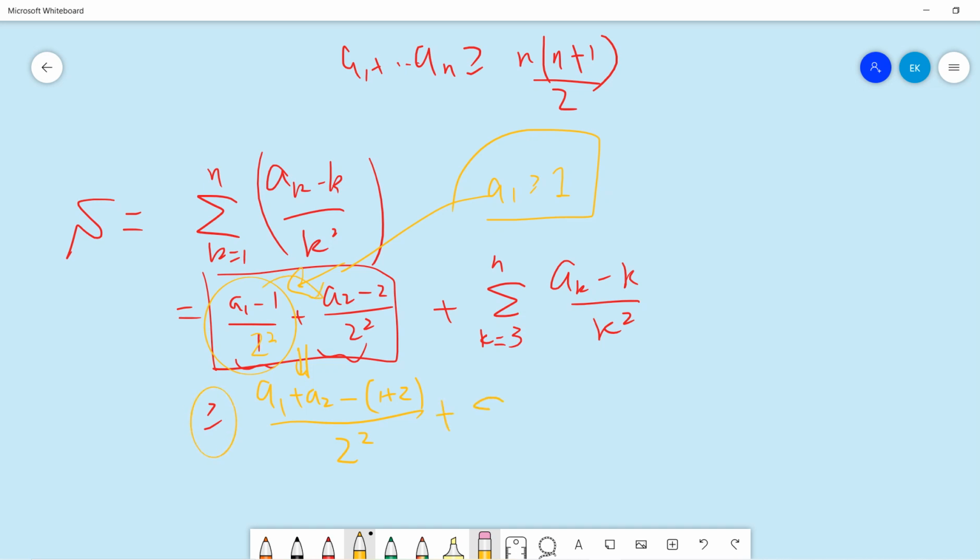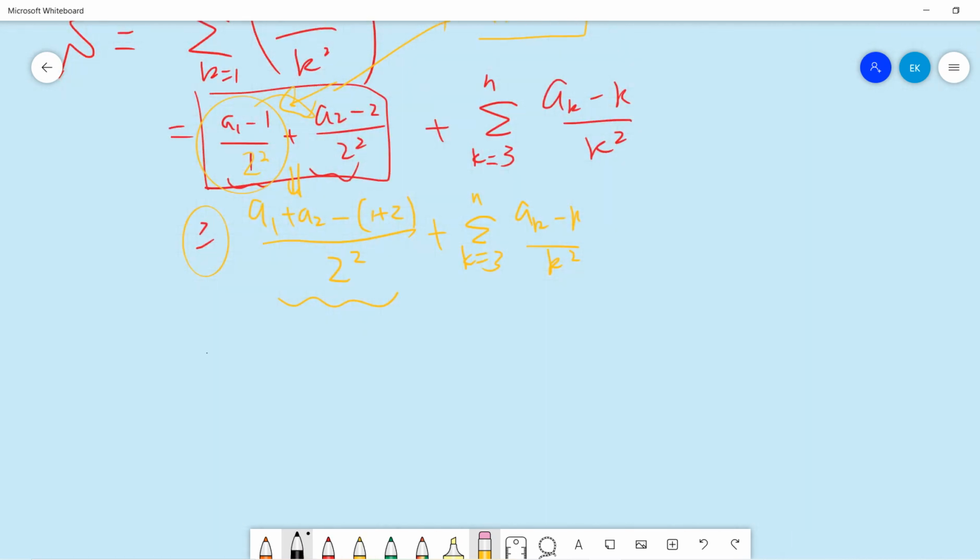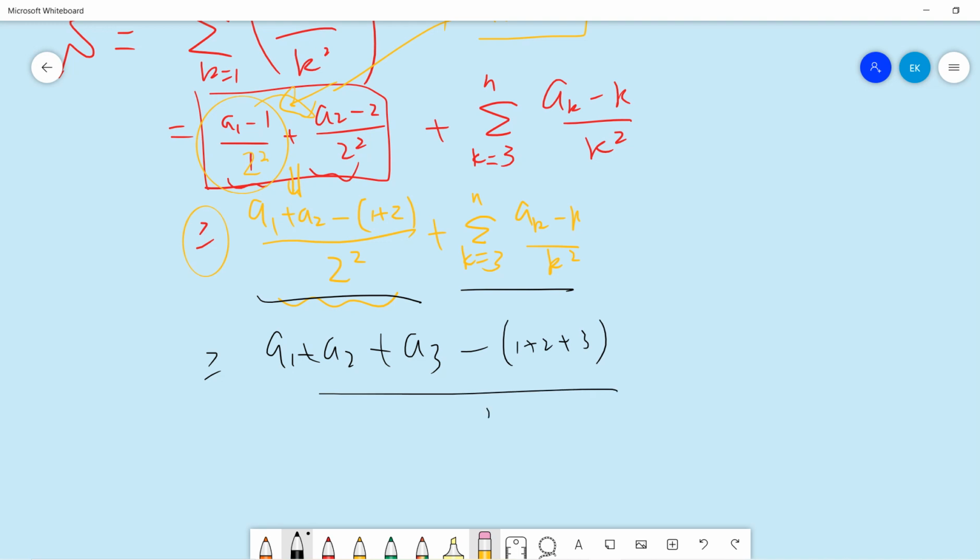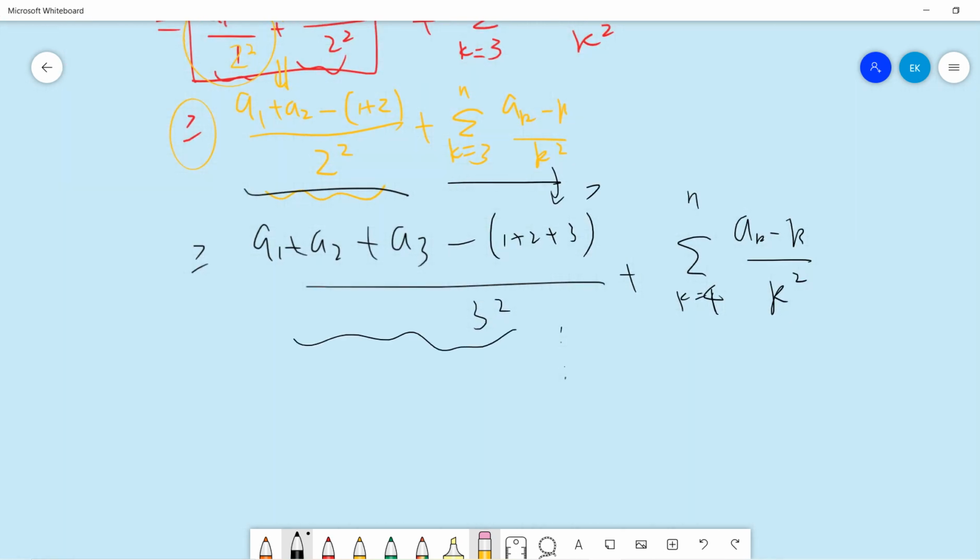This is a trick, and it works because ak minus k is nonnegative, so this term is still positive. So you can shrink this term and combine it with the k equal to 3 term and get (a1 plus a2 plus a3 minus 1 plus 2 plus 3) divided by 3 squared, and then k from 4 to n. You just combine the k equal to 3 term and you keep going, and this term is still greater or equal to 0.